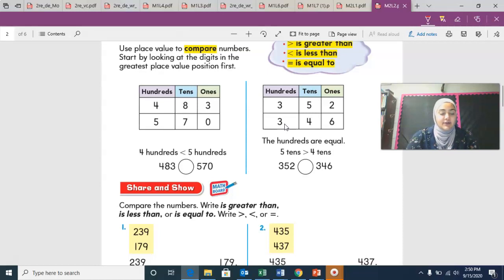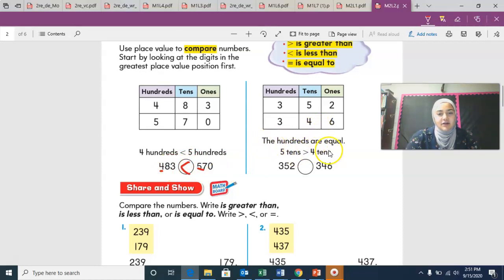fast. All right, so here they already did it, so we don't have to do anything. We just have to answer the question. So it's saying that 4 hundreds is less than 5 hundreds. Is that right? Is 4 less than 5? Yes, it is. So if 4 hundreds is less than 5 hundreds, then 483 is less than 570. You don't even have to read the rest of the problem, right? We just know that the hundreds place is 4 is less than 5, so we can just go ahead and put the less than. We don't have to read the rest of the numbers.